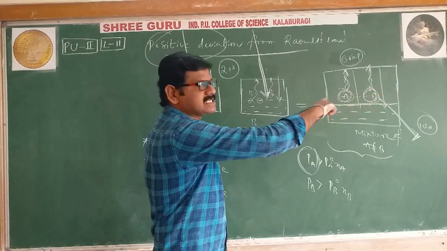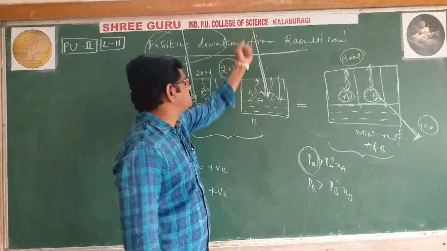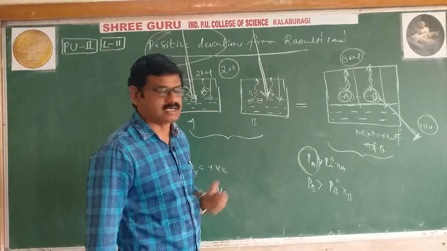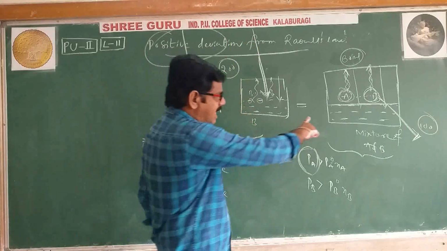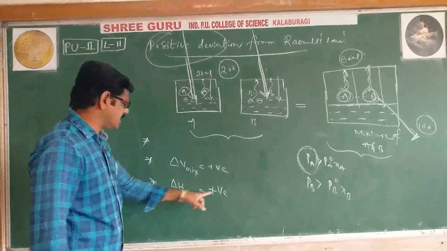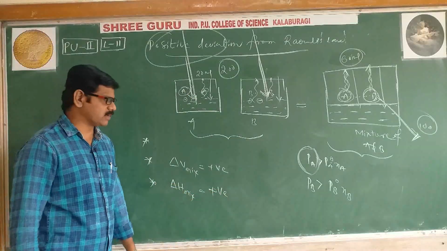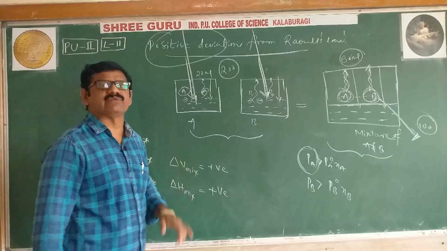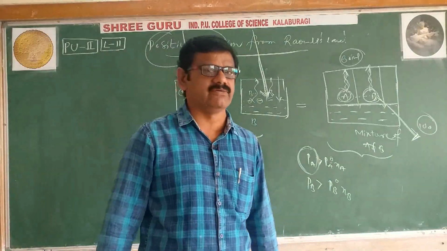Because releasing energy is shown with minus and absorbing energy is shown with plus. Here absorbing is more than releasing. That's why delta H mixture is positive. These are the characteristic features of positive deviation.